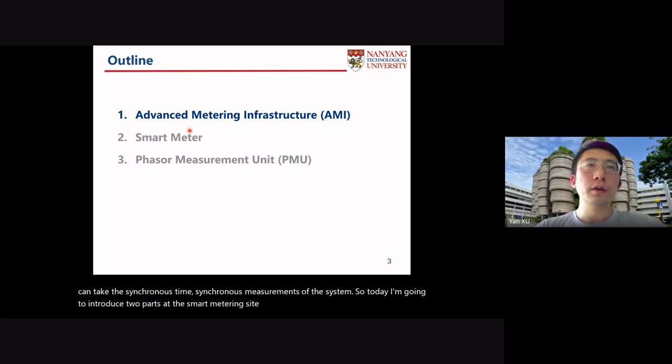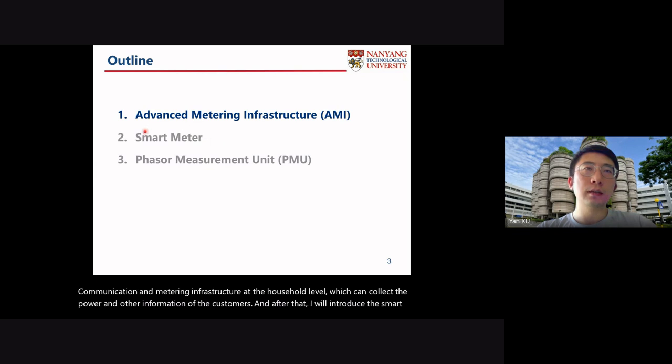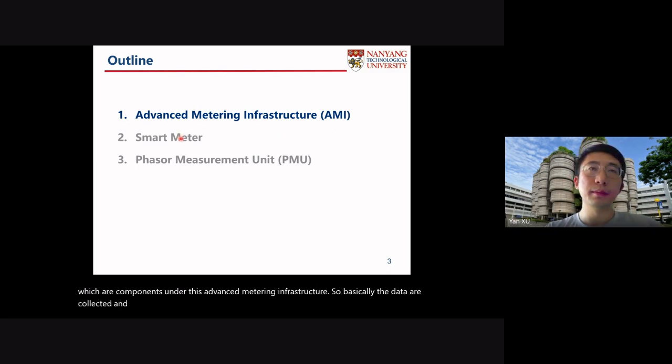First, I will give you a general introduction to the so-called AMI, Advanced Metering Infrastructure. This is a communication and metering infrastructure at the household level, which can collect the power and other information of the customers. After that, I will introduce the smart meters, which are components under this advanced metering infrastructure. Basically, the data are collected and measured by the smart meters. And under such an AMI infrastructure, the data can be stored, transmitted, and communicated with the service provider.